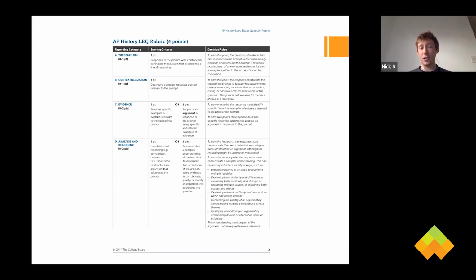it's like, as long as you're writing a thesis, most of the time you're going to probably be able to get the first analysis point, as long as you're explaining actual things that happened and you have a thesis and your argument is continuous throughout. If you write topic sentences, you're going to get that first point.